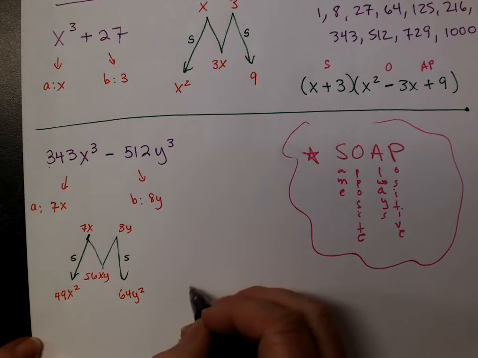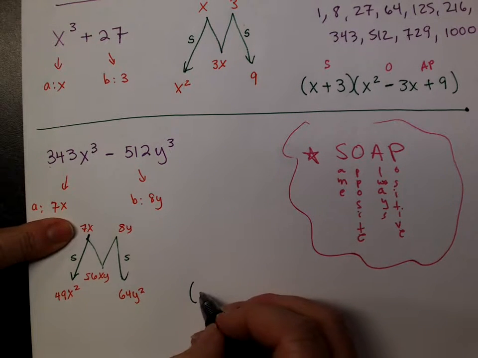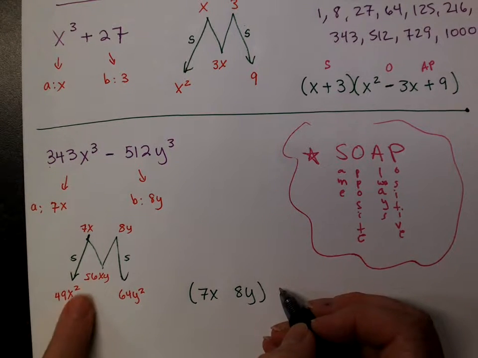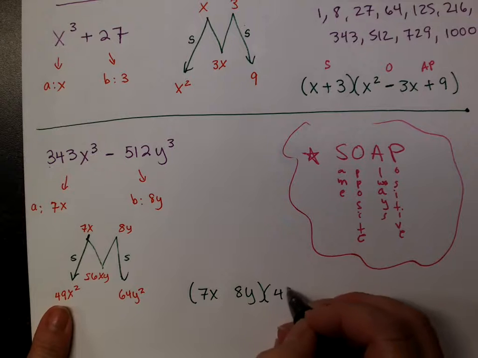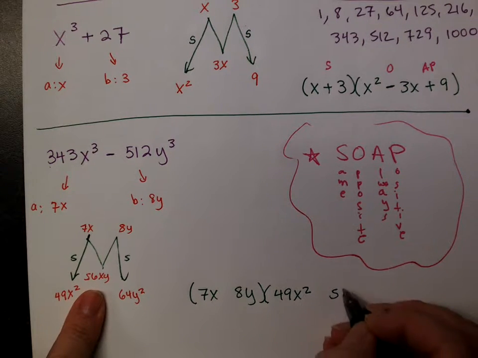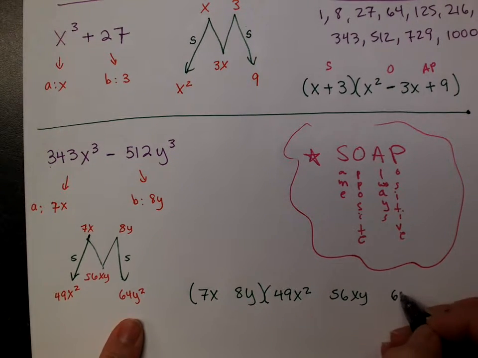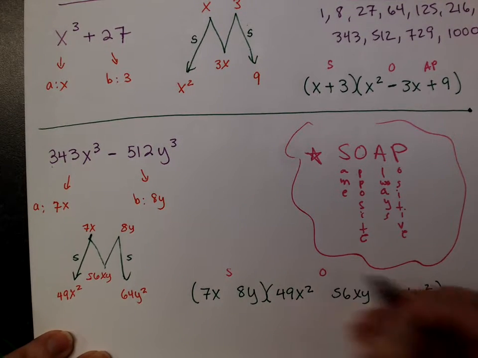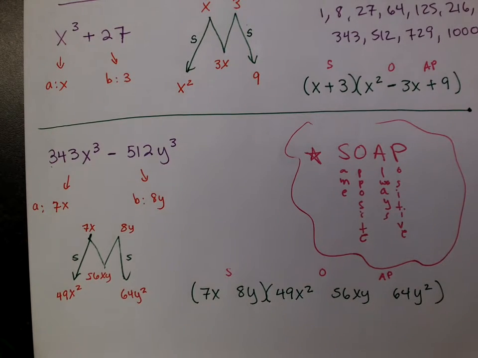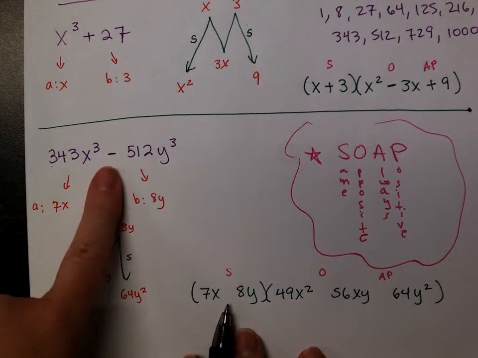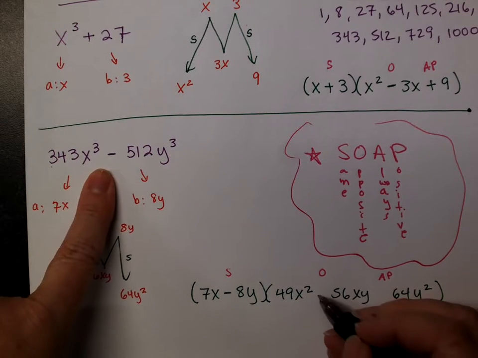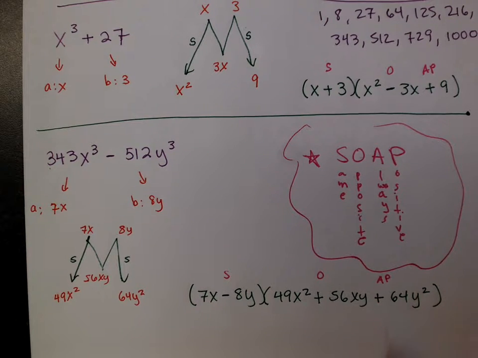I love this method. The top two points are your binomial, 7x and 8y. And the bottom points, the square, multiply, square, is your trinomial: 49x squared, 56xy, 64y squared. And then SOAP. For your signs, you have to go back to the original problem. So the binomial is the same, then opposite, and this one is always positive. I like that little method.